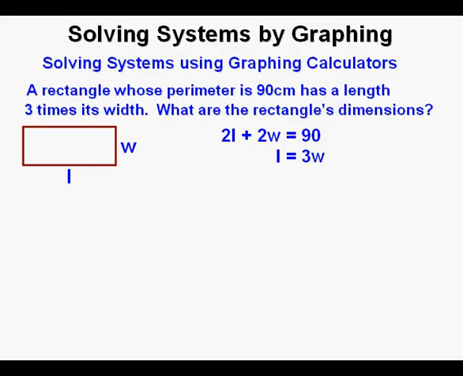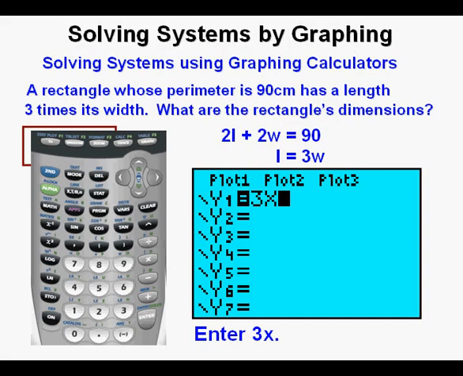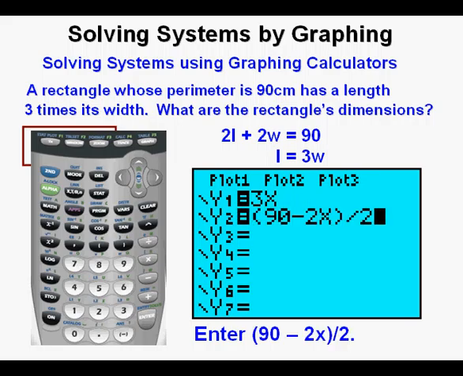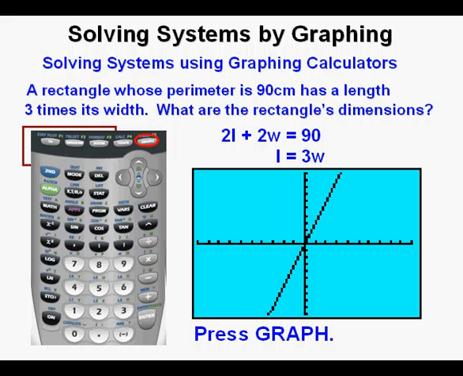In y1 we can place 3x. We will have to use x and y as variables in place of W and L, or length and width. To enter the second equation we enter parentheses 90 minus 2x, close parentheses, divided by 2. Press graph. Only one line is visible. Go to Window to adjust to be able to see both lines.